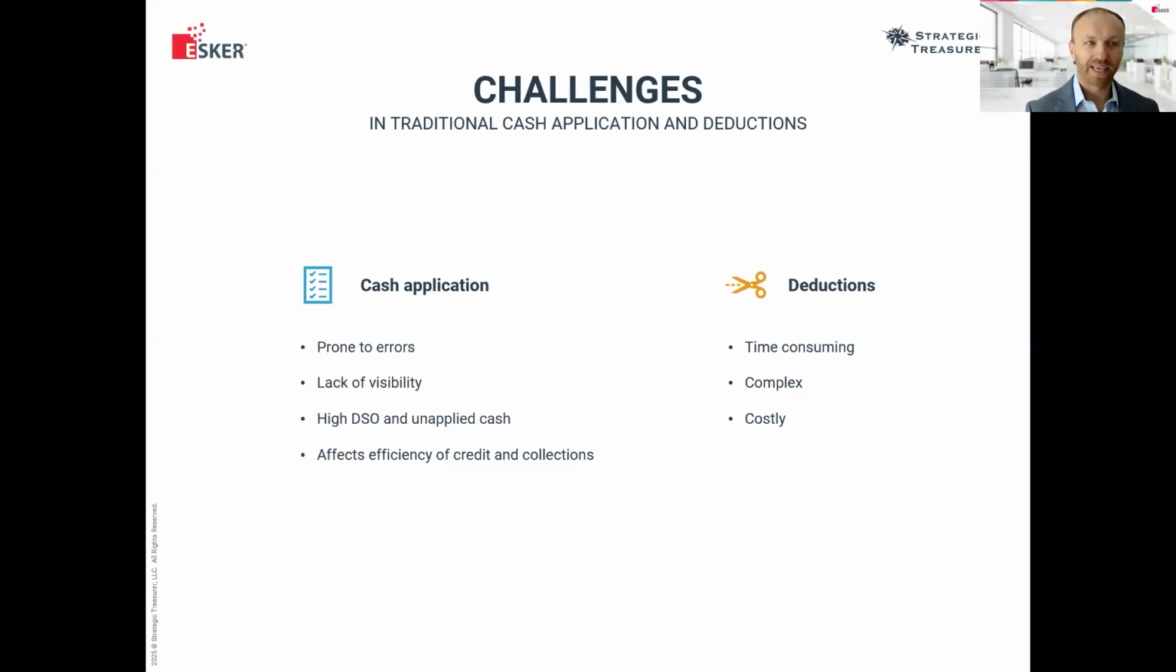So obviously, if you're not applying that cash and recognizing it, then the day sales outstanding goes up, and that metric's really important, because especially with inflation and the way that interest rates are heading right now, being able to collect money and recognize it quicker so you can do other things with it, it's really important. So not having an efficient cash application process really affects that. And then it affects the efficiency of credit and collections.